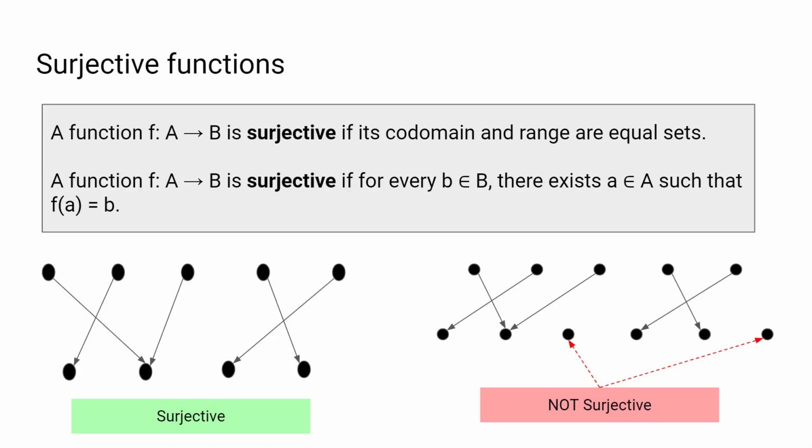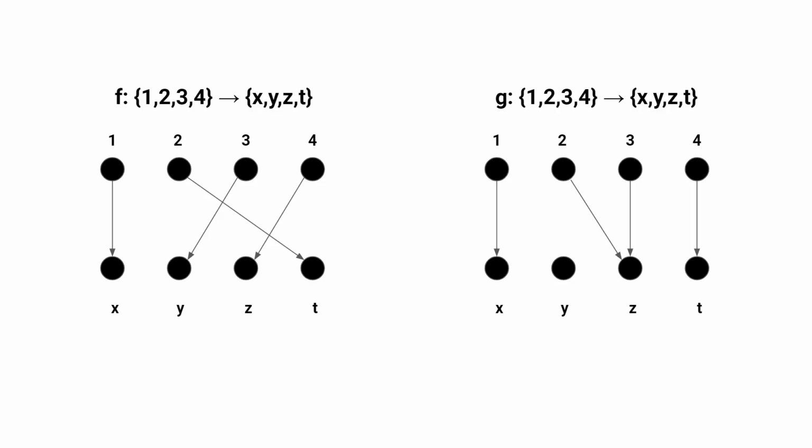Here are some more examples of functions that are surjective and some that are not surjective. Here are 2 functions, one called f and the other g, both from the set {1, 2, 3, 4} to the set {x, y, z, t}. The first one, f, is surjective because, again, every point in the codomain has at least one point in the domain mapping to it. The entire codomain is covered by this function.